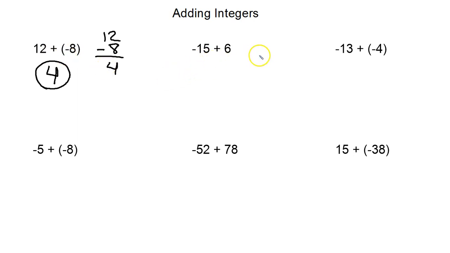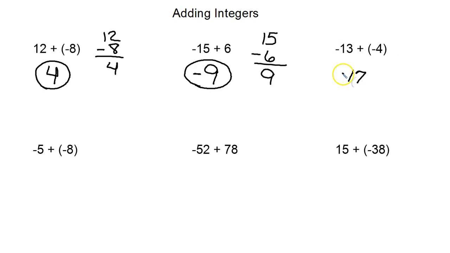Different signs again here with 15 and 6. So let's find the difference between the two numbers. 15 take away 6 is 9. Now we have to decide on the sign. There are more negatives than there are positives, so this has to be a negative answer. In this example, both of the signs are the same, so we can simply just add the two numbers together. 13 plus 4 is 17, and we're going to keep the sign because a negative and a negative would still be that negative.